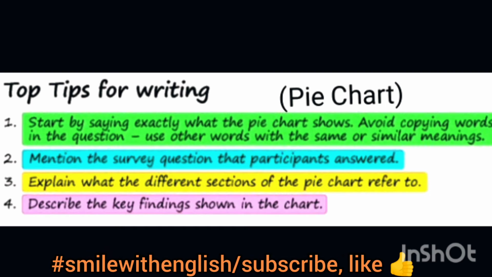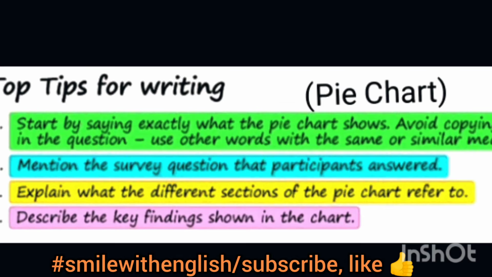So students, let's first see the tips for writing the pie chart. First of all, start by saying exactly what the pie chart shows. Avoid copying words in the question. Use other words with the same or similar meanings. Second point should be to mention the survey question that participants answered. Third, explain what the different sections of the pie chart refer to. And fourth, describe the key findings shown in the chart.